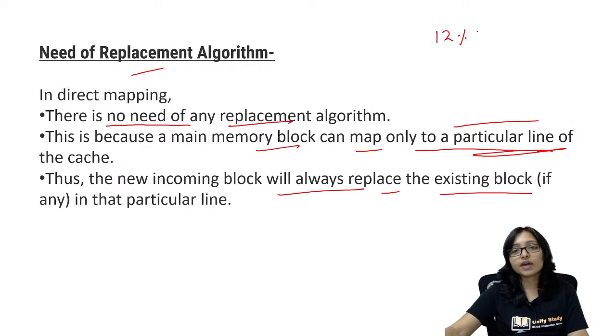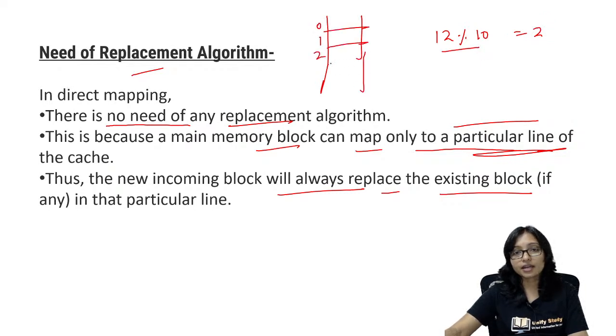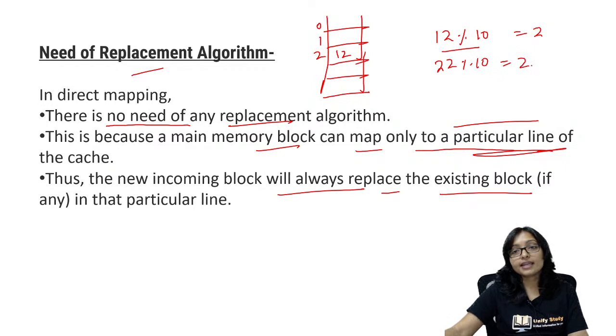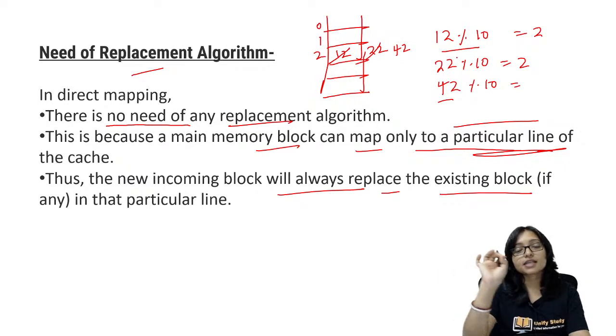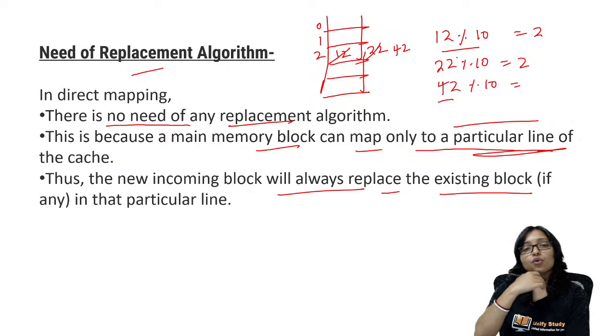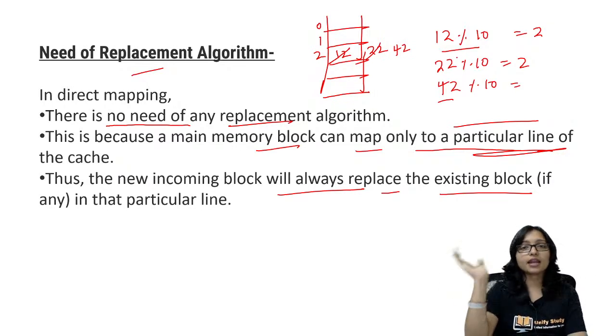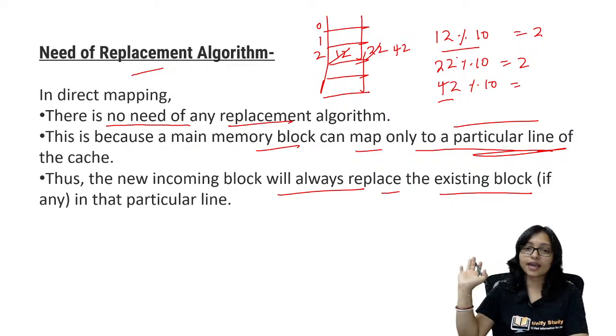Just like that, if 12 comes and the size is 10, it goes to line number 2. 0, 1, 2. So here it was in line number 2. Now if the next one comes, 22, it again maps to 2. So I will replace this 12 with 22. If 42 comes now, I will replace 42 again with 22. So there is no replacement algorithm required, because I want that space only. Whoever is there, I will replace them and come to that place. This is the direct cache, nothing else.